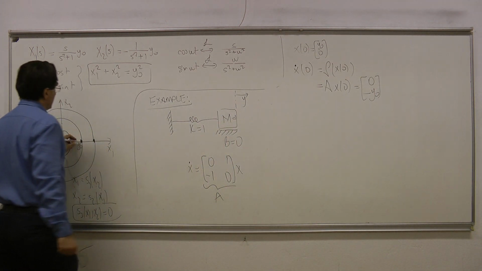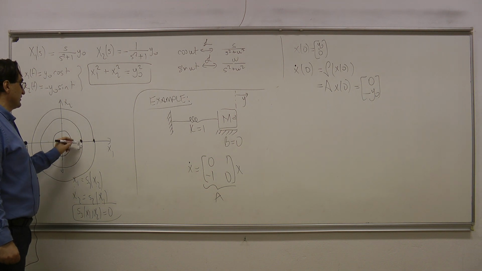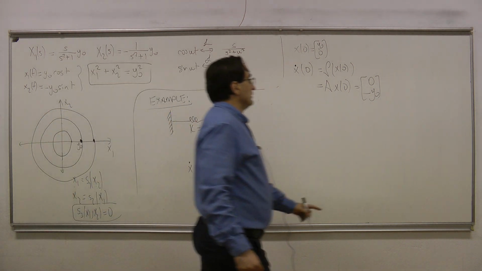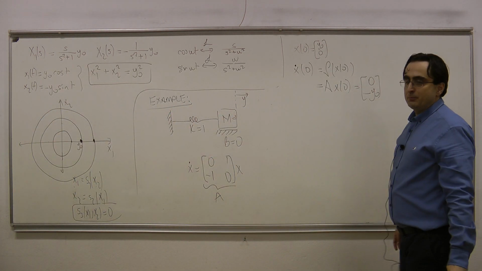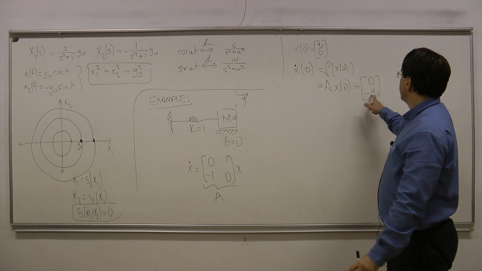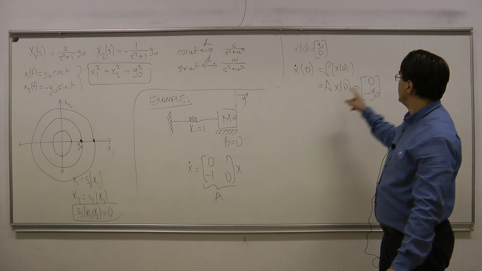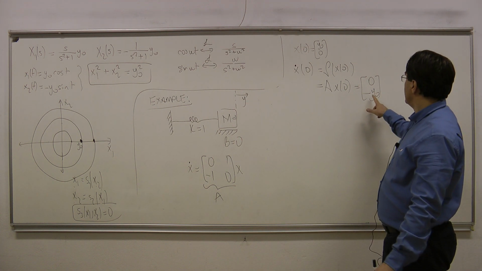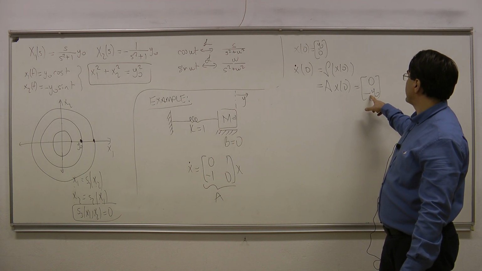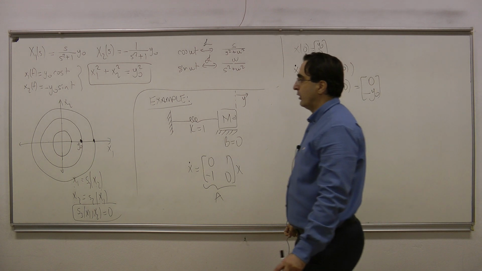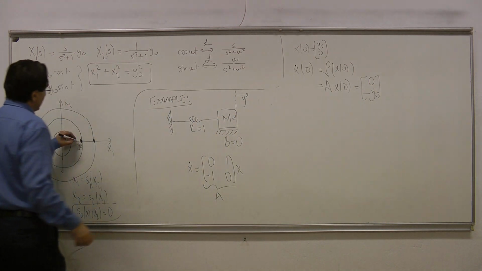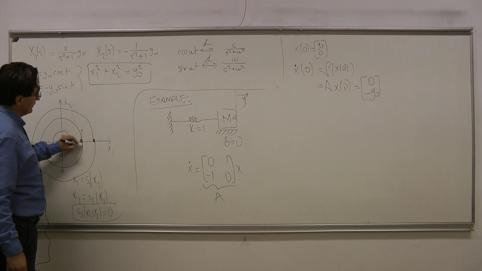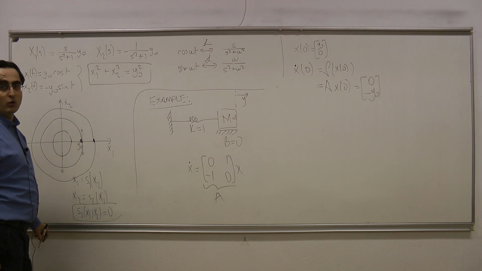I here assume that y0 is positive. That means that my initial x velocity will be 0, and the initial x1 velocity will be 0. x1 will not change, but the initial velocity for x2 is minus y0. So do you think at this initial point the trajectory is going to move in this direction or in that direction? That is the question here.